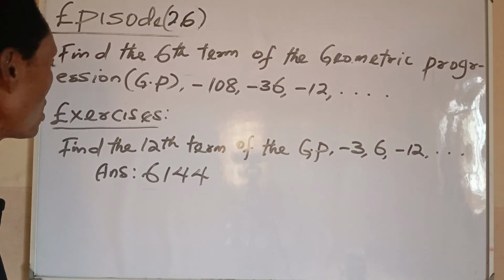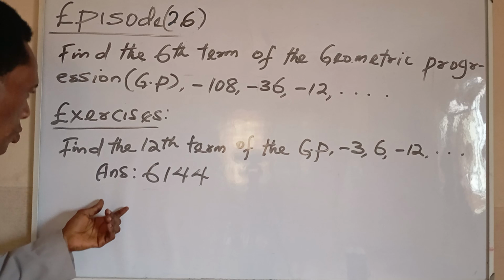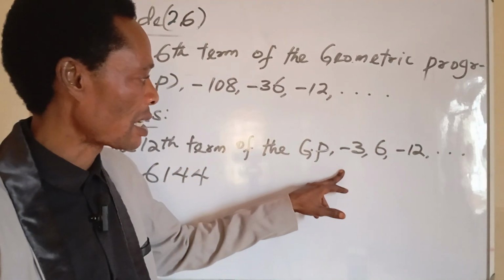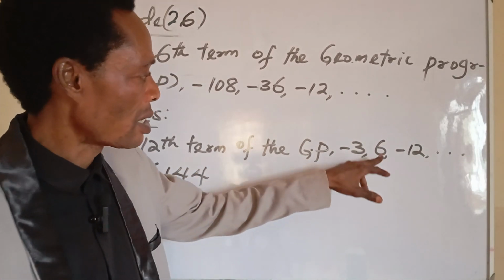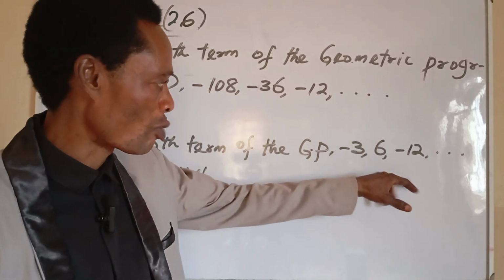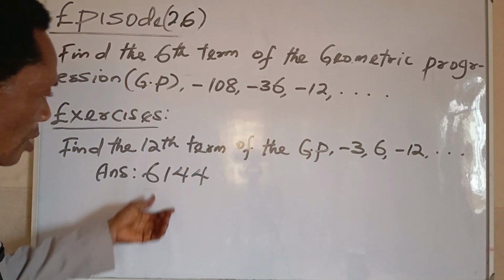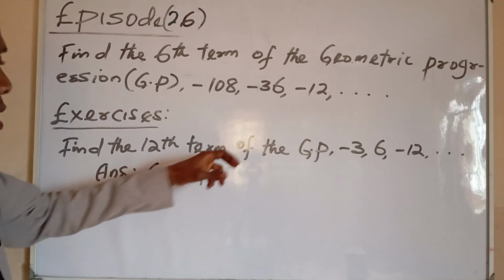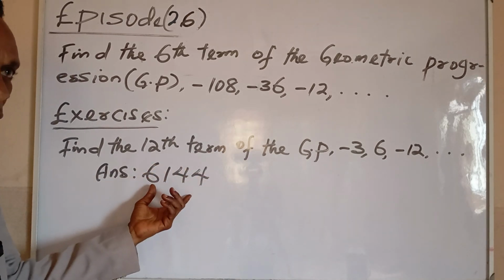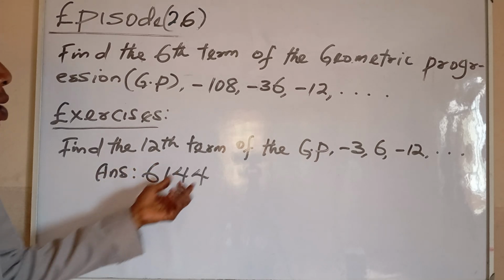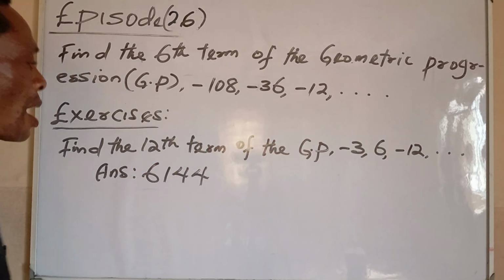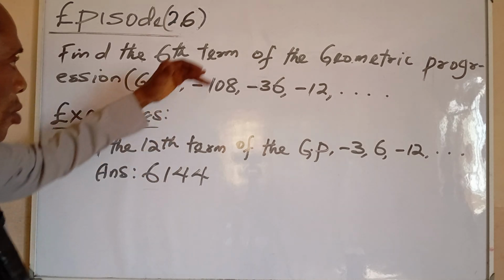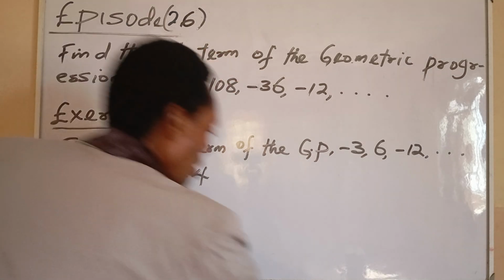Now this is the exercise you have to do. Find the 12th term of the GP where the first term will be minus 3, followed by 6, minus 12, and continuously. The answer to it is 6,144. That is the answer to this very question, the 12th term. So you have to do the exercise after we must have done this.